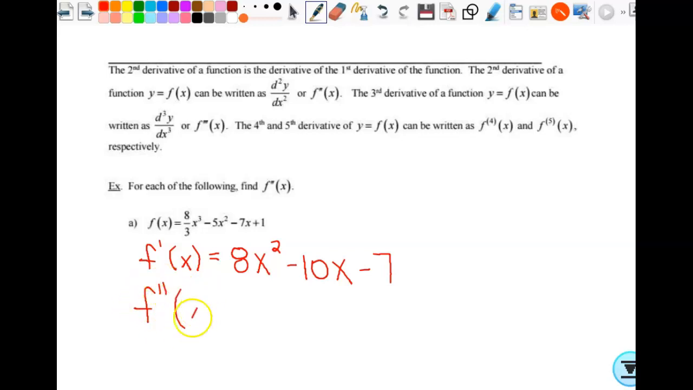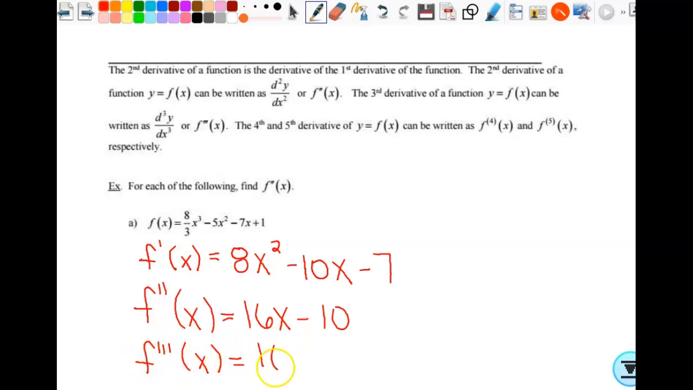All right, let's take a second derivative. We call this one f prime of x. Second derivative, f double prime of x. All right. Nice. 16x minus 10. That's our second derivative. Let's go again. What's the third derivative?